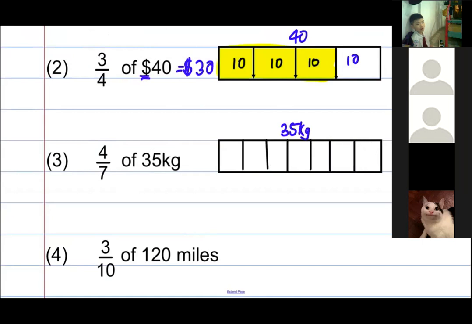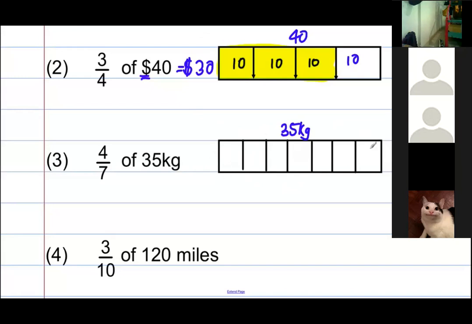1, 2, 3, 4, 5, 6, 7. Okay, they represent equal amounts here, but when you're drawing it, you're just modelling the problem. You don't have to worry too much whether they don't look exactly right. Now, the question is, what goes in each box? Well, we have 35 shared out into 7 equal boxes, and the answer is 5.